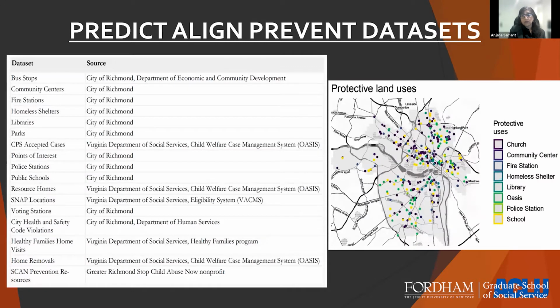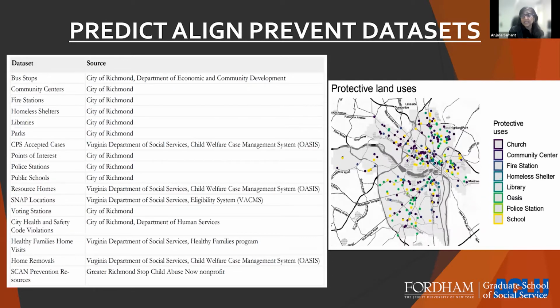The hotspot model, which has been put out by a group called Predict, Align, Prevent, uses tools that map out 500 by 500 square foot areas throughout the jurisdiction where they found children to be, quote, at the greatest risk of maltreatment, end quote. How? They look at historical case files and scan them for what they call environmental risk and protective features.